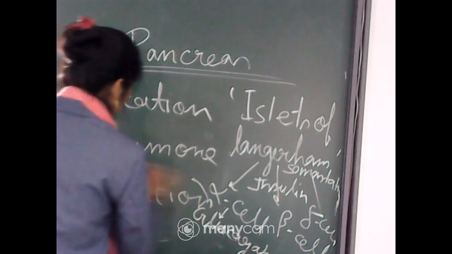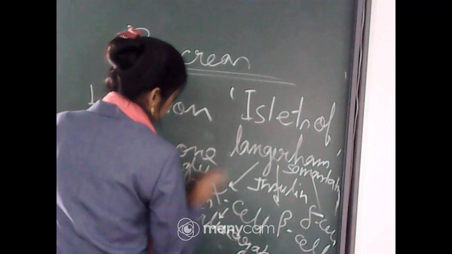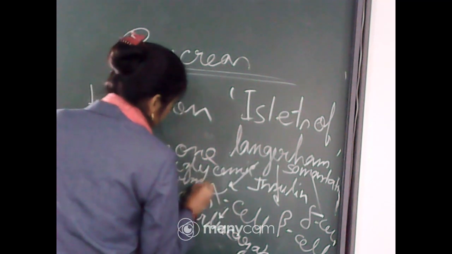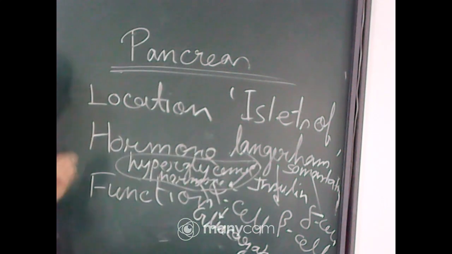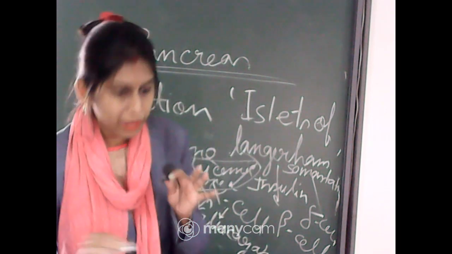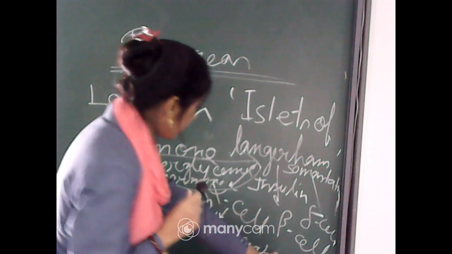So what is glucagon? Hyperglycemic hormone. This is the important part you have to remember: which hormone is considered a hyperglycemic hormone. The answer is glucagon. Now come to the next part, that is the beta cell.